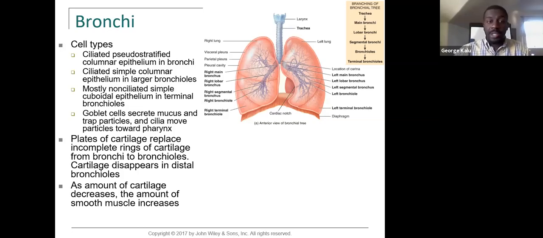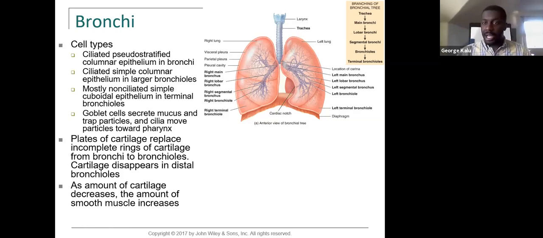Once we start moving into the terminal bronchioles, then it starts to switch again, and now we have more non-ciliated, simple cuboidal epithelium. But throughout this whole process, we're still going to have our goblet cells that will still be producing mucus, and they're going to be operating the exact same way. So the cilia are still going to be able to move all those different pathogens towards your pharynx if they get past any of those previous defenses.